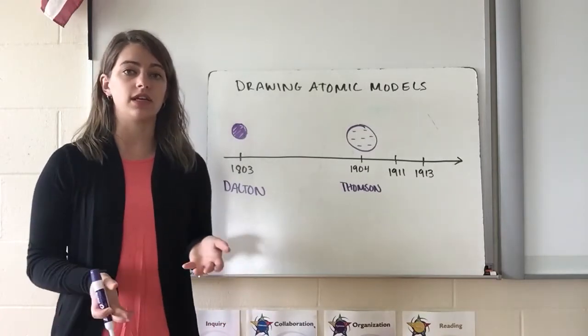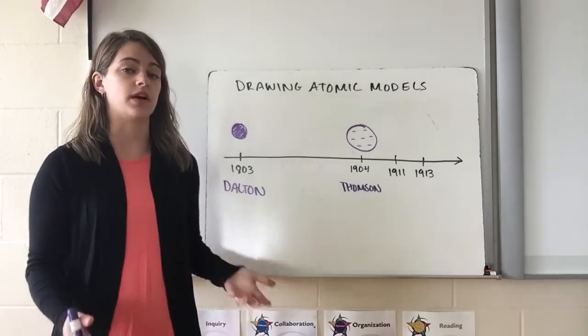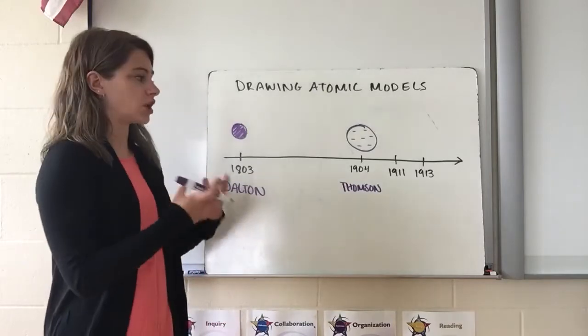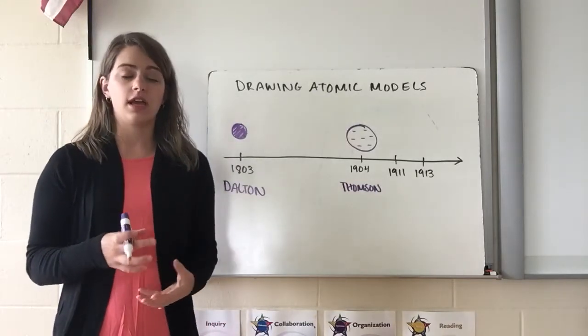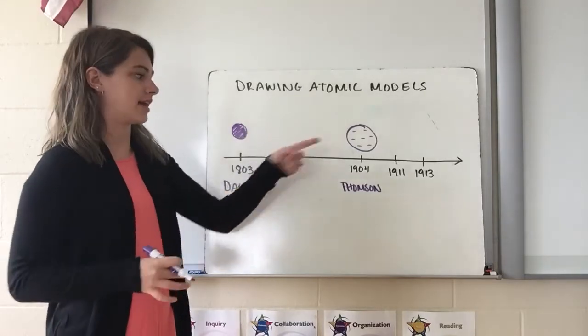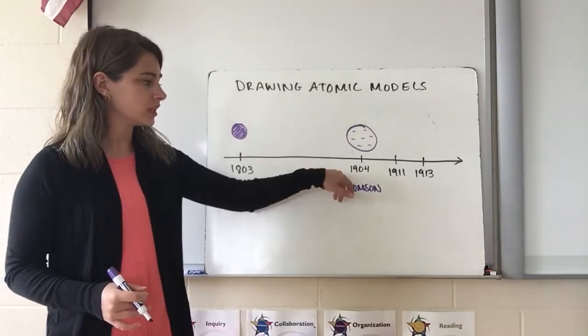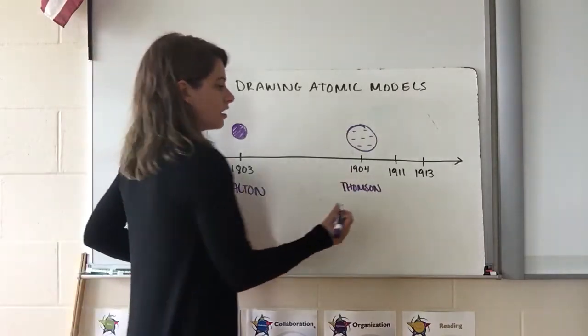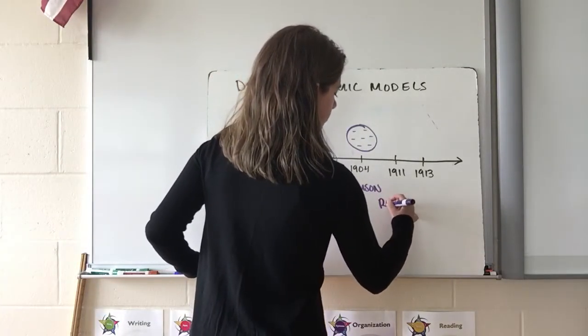I also like to think of it as the chocolate chip model or the blueberry muffin model, where your chocolate chip cookie or your blueberry muffin is the positive part, and then your chocolate chips or your blueberries are the negative electrons. Just a little bit later, in 1911, we had a guy named Rutherford.